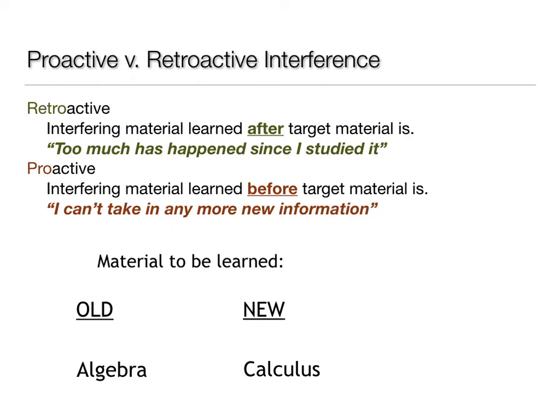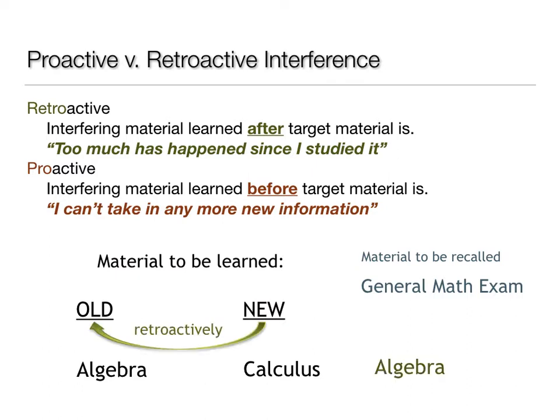Say you're in a general math class. And in the general math class, you learn algebra first, and then you learn calculus, okay? So you learn both of them. You have memories for both of them. When you go to take your general math test at the end, if you have retroactive interference, then you're going to struggle with the algebra questions because the new calculus questions are interfering with your ability to remember those old algebra questions. So calculus would be interfering with algebra because you learned calculus second, after algebra.